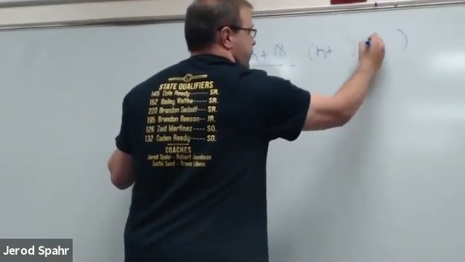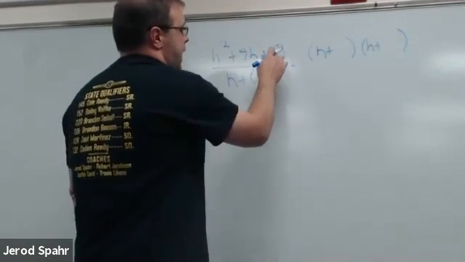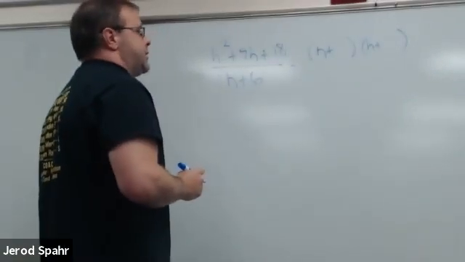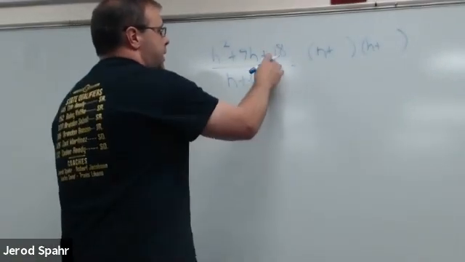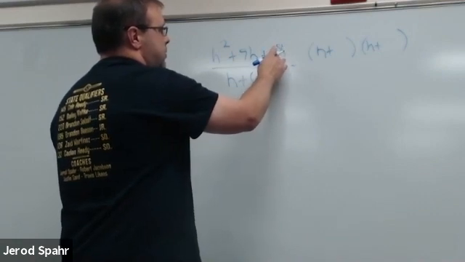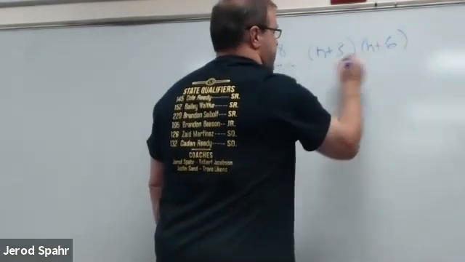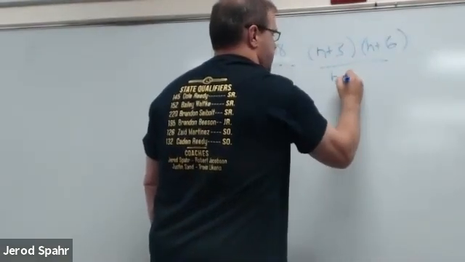2 sets of parentheses. H plus. Looking at 9 and 2. That doesn't quite work. That's 11. 3 and 6. 3 plus 6 is 9, and that would be 18. So (h plus 3)(h plus 6) over h plus 6.